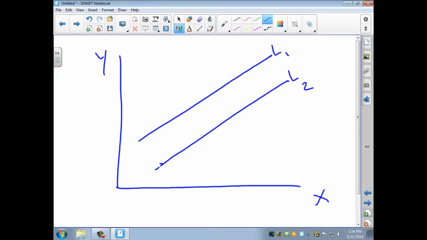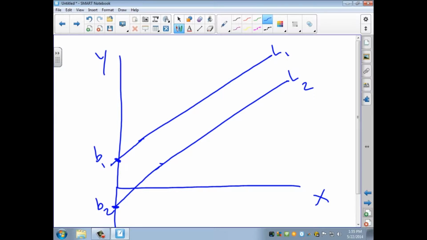They would have a different y-intercept. One of them would be, say, B1, and if I continue this, the other one has a y-intercept at B2. But they both have the same slope, the same steepness. That's what the slope is, the same steepness of the line.